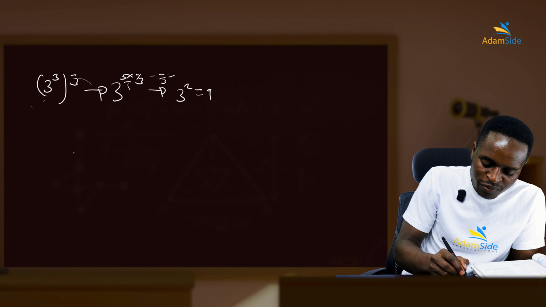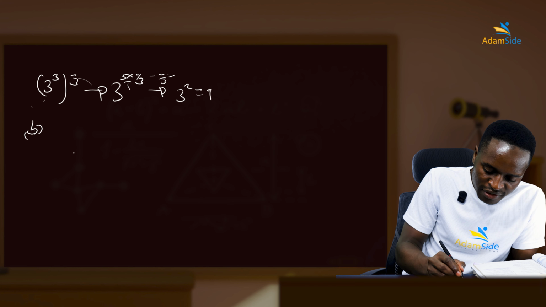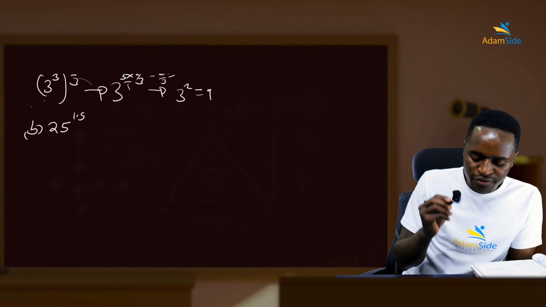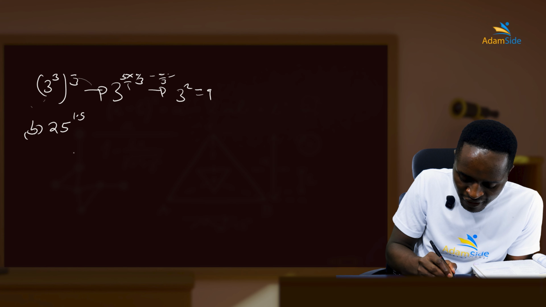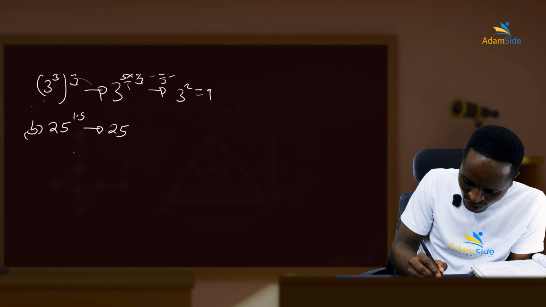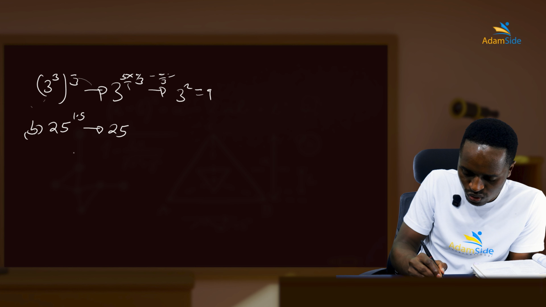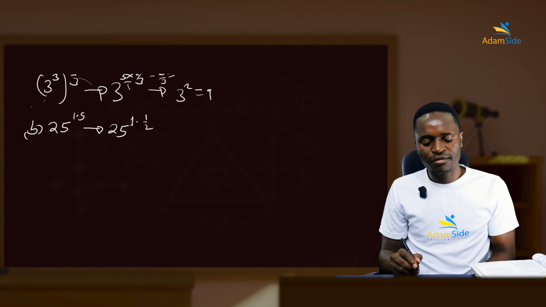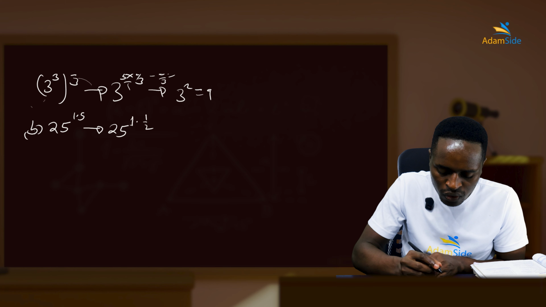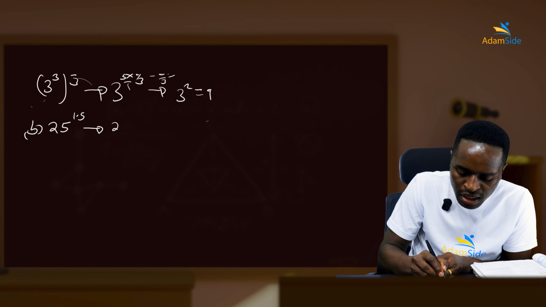Example B: work out the value of 25 power 1.5. Very good. 1.5 means 1 plus a half, and a half is 0.5. So in this case, it is the same as 25 power 3/2.